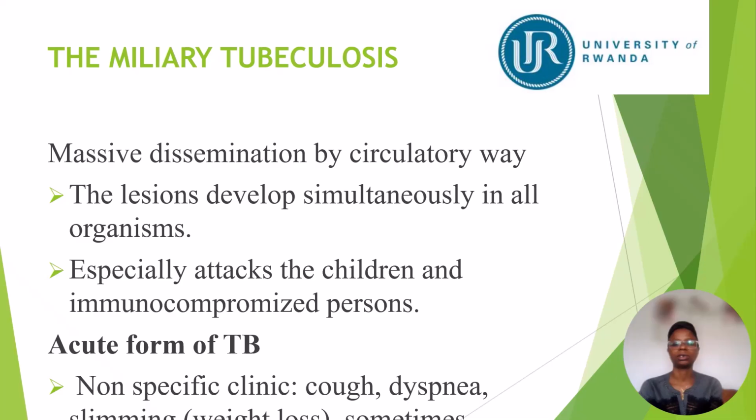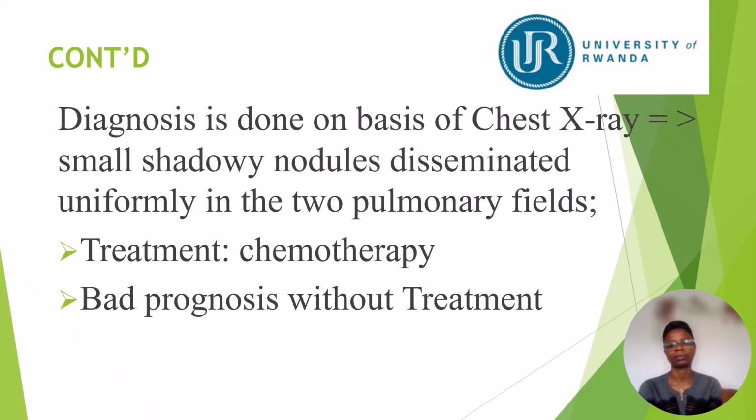Miliary tuberculosis is a massive dissemination by the circulatory route, developing and disseminating in all organs. This form of tuberculosis especially attacks children and those who are immunocompromised. In the acute form of TB, there is no specific clinical sign, but the client has cough, dyspnea, weight loss, and so on. Diagnosis is based on chest X-ray. When you do a chest X-ray, we find an image like a mirror in the lungs. The client has to take treatment without waiting. Without treatment, the prognosis is bad, meaning it leads to death.